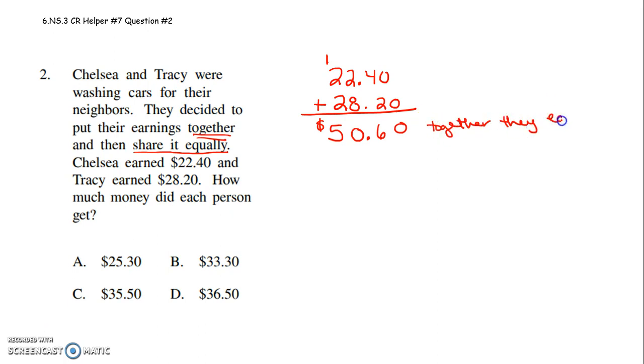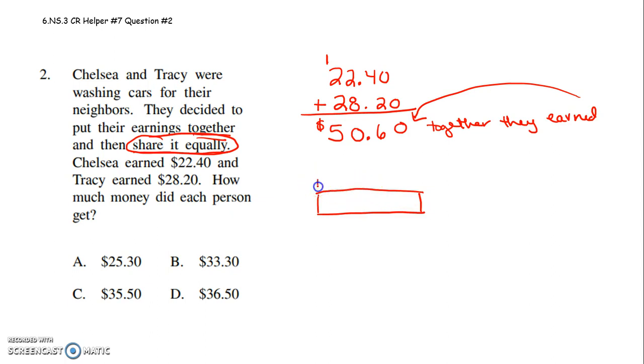Together they earned that amount of cash. Now they're going to share it equally. Well, there's only 2 of them, right? So if together, total, they earned $50.60, and they're going to share it equally, split it between the 2 of us equally. So what do you have to do with that $50.60? There's only 2 of them, Chelsea and Tracy. You just take that $50.60 and divide by 2. And that'll tell you how much each girl earned when they decided to split it evenly.